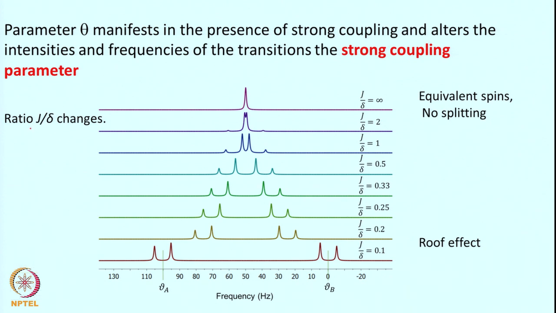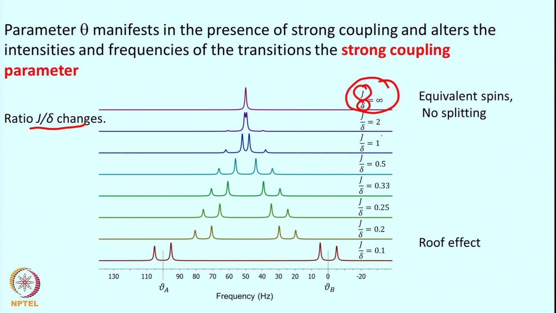If the ratio of J divided by delta changes, then the intensity and the pattern change. Let us start simply with J divided by delta equal to infinity, that means J is very large compared to delta. For such a case we get a single transition. J is very large compared to the difference in chemical shift, that means they look equivalent, and therefore no splitting will happen. They are called magnetically equivalent spins, where there is no splitting.